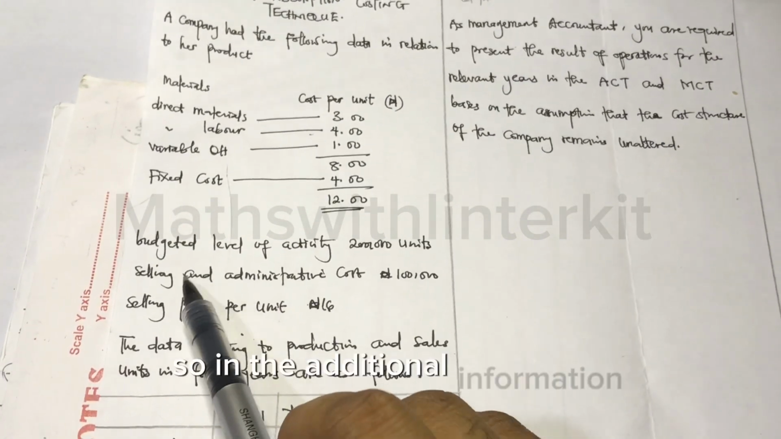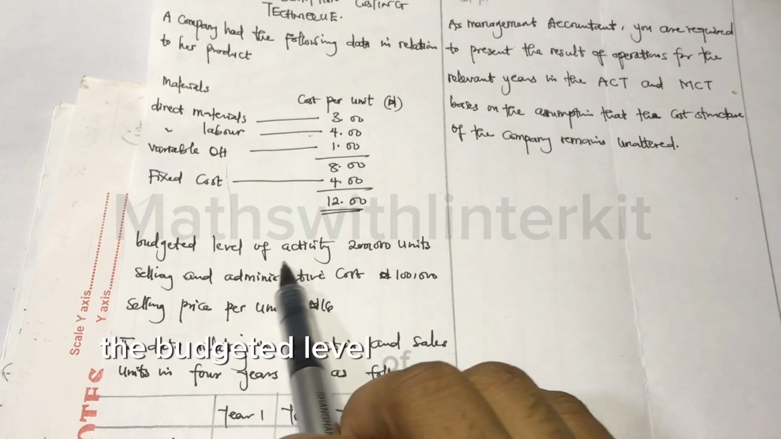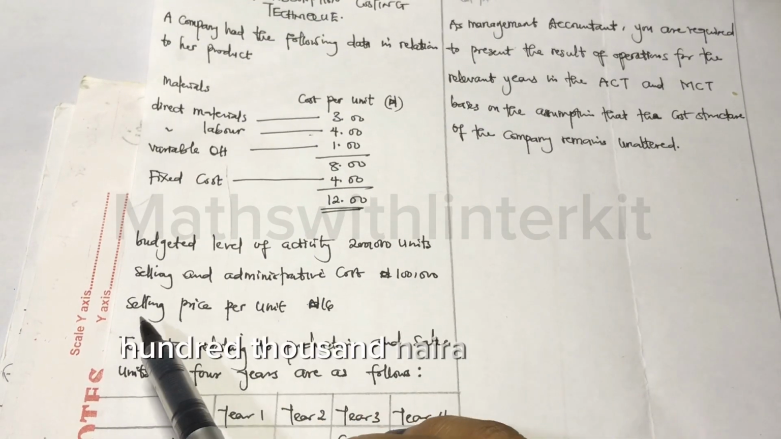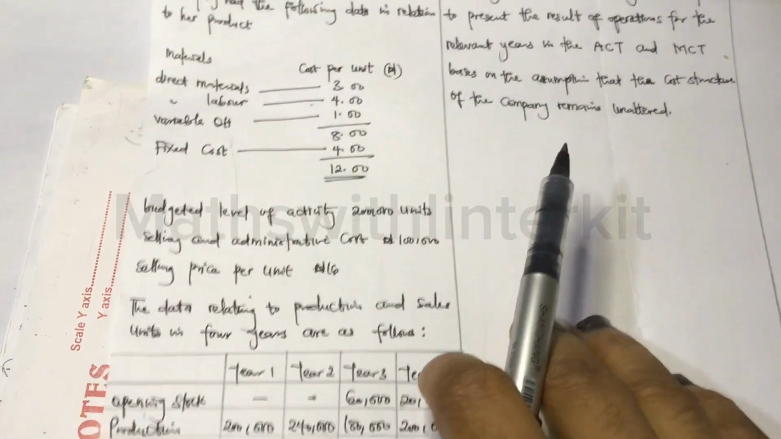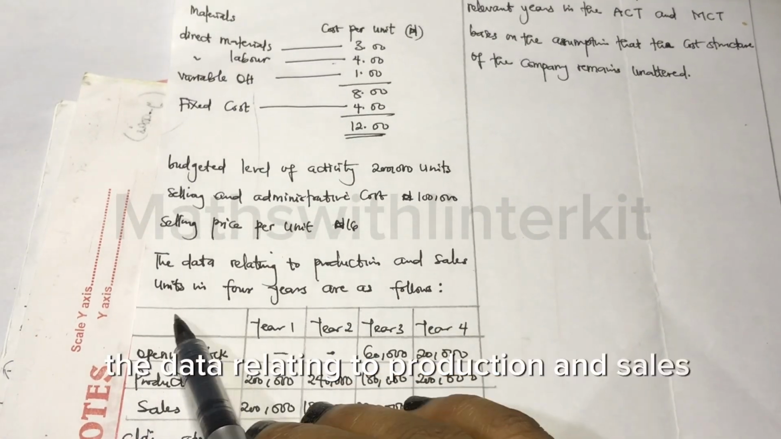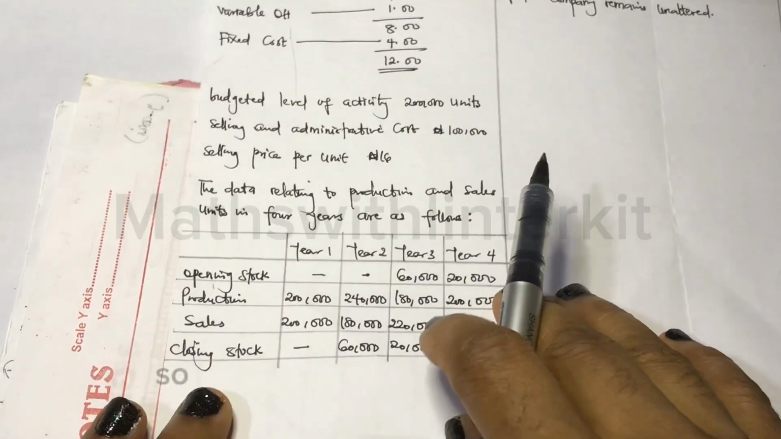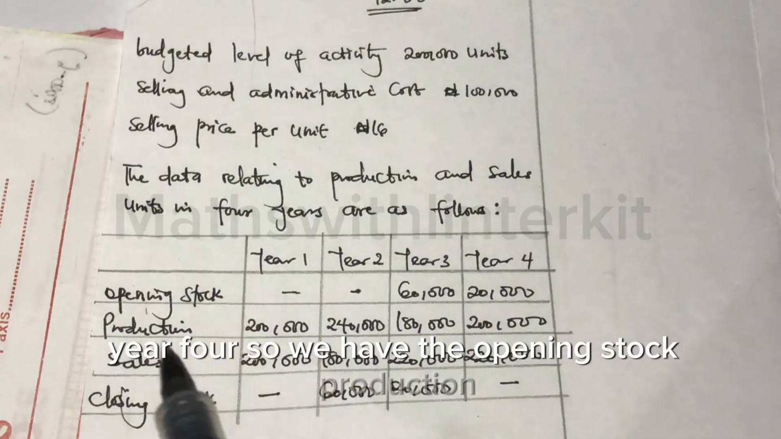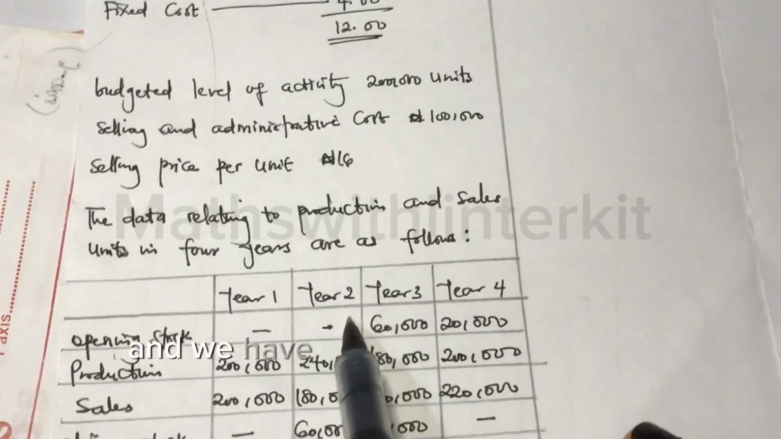In the additional information, we were told that the budgeted level of activity is 200,000 units, selling and administrative cost 100,000 naira, selling price per unit is 16 naira. The data relating to production and sales units in 4 years are as follows. So we have year 1, year 2, year 3, and year 4. We have the opening stock, the production, the sales, and the closing stock, and we have the data for each of the years.